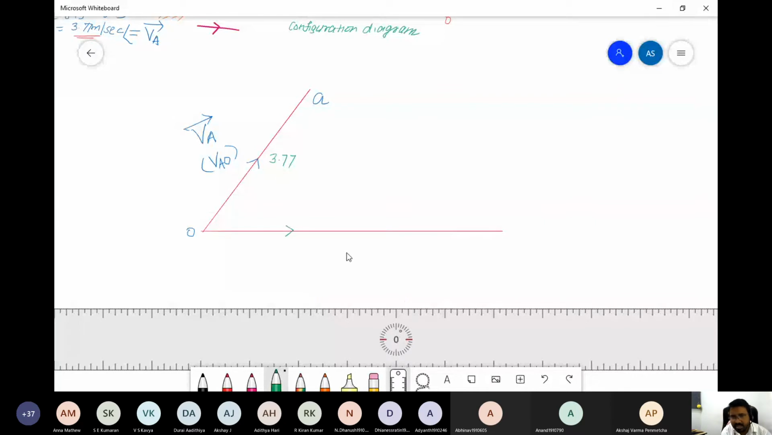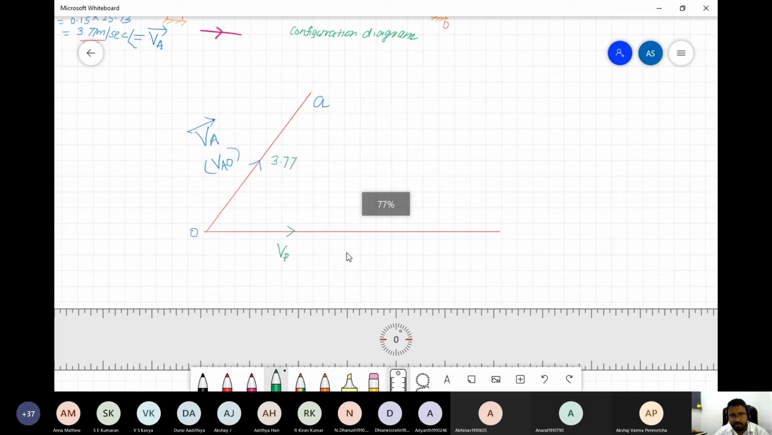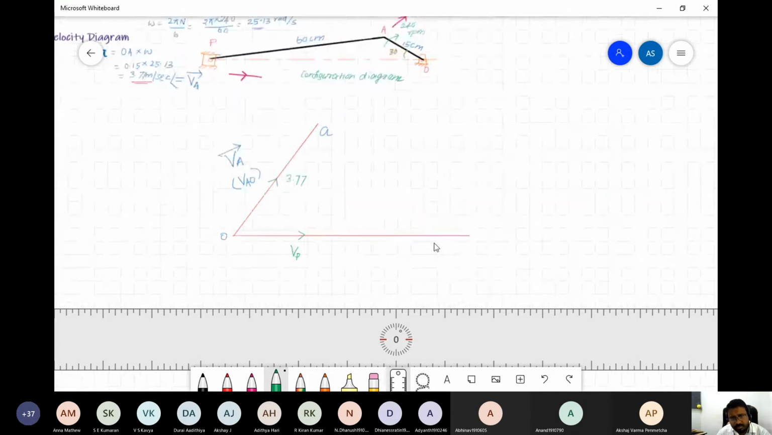But we know that it is the velocity of P. The vector is VP. The arrow is not required. It is understood, so when you are drawing, just put VP, that will do. We need not draw this one. So now this is the direction of the P point. So velocity of P is this one.